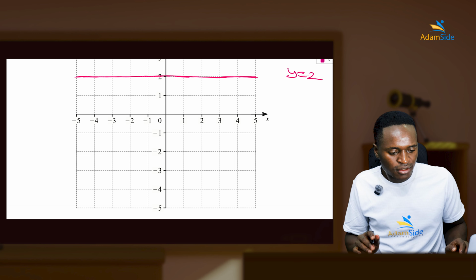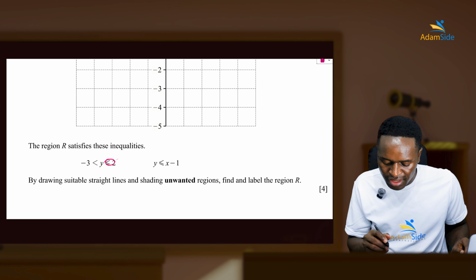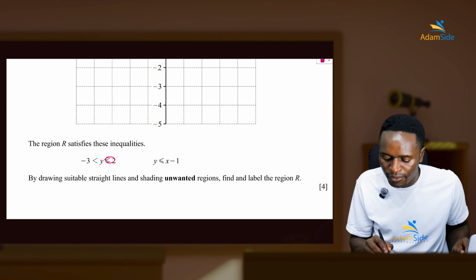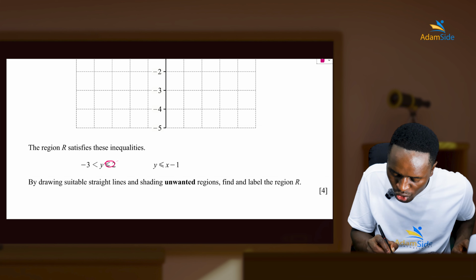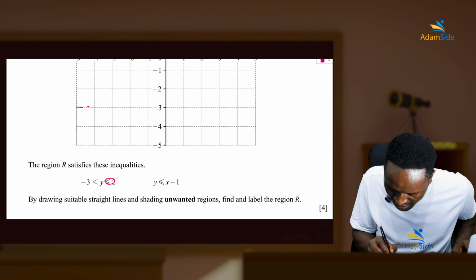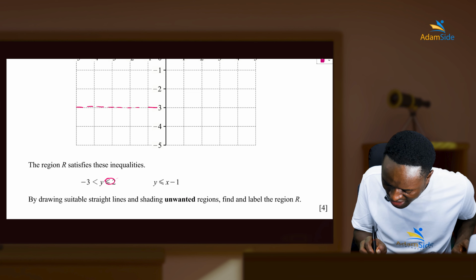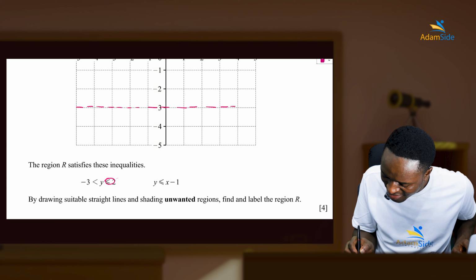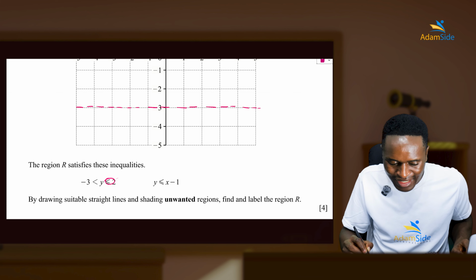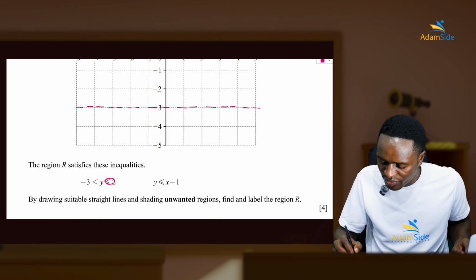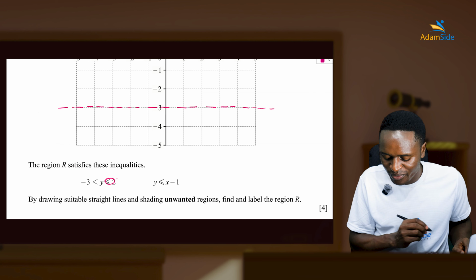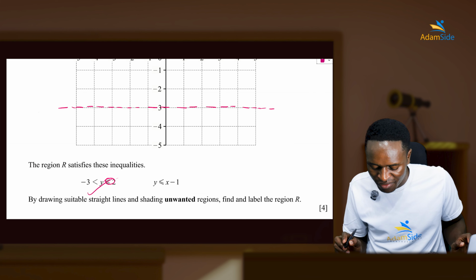And then it says -3 is less than y. Therefore, you go to -3 and use a dotted line. Just do that, and you get a mark too. Because -3 is less than y, it's not part of the solution. So you draw that, and we have shown that.